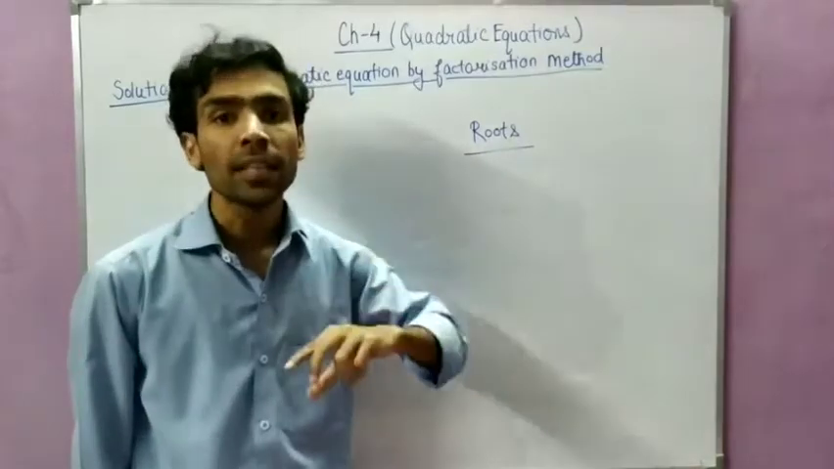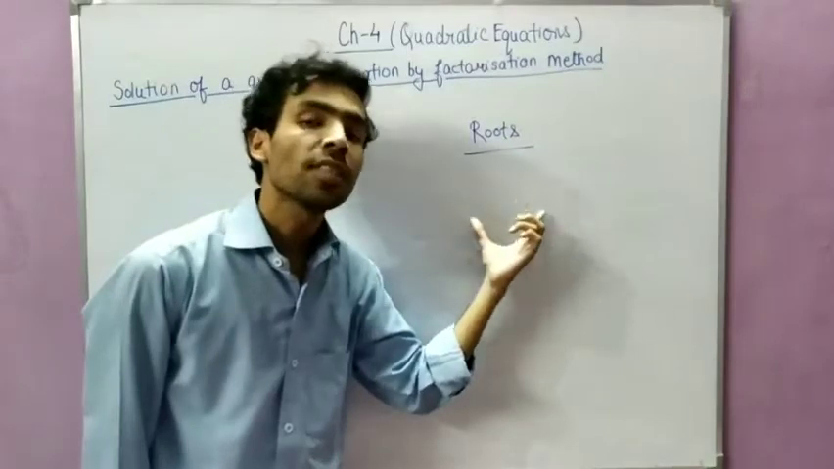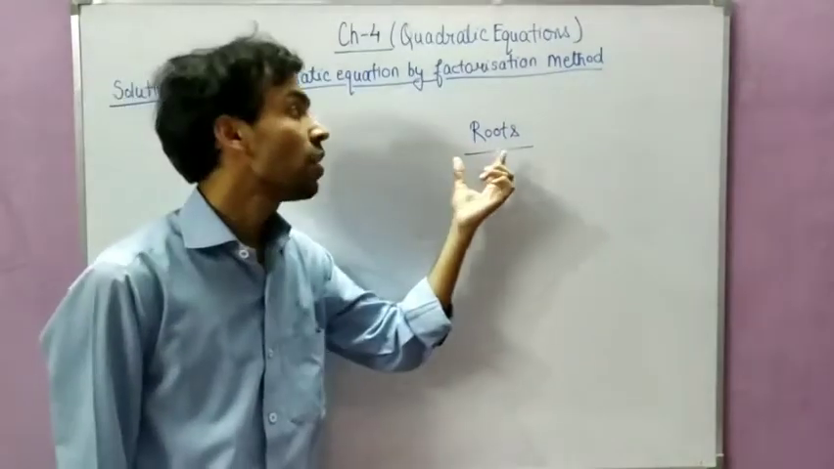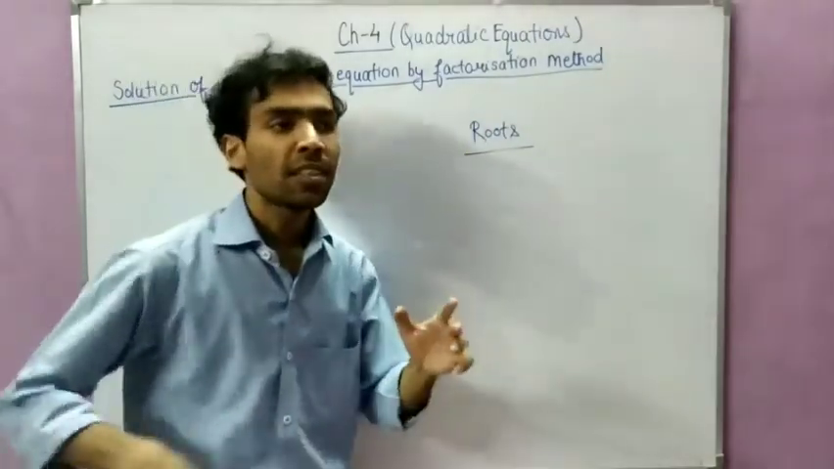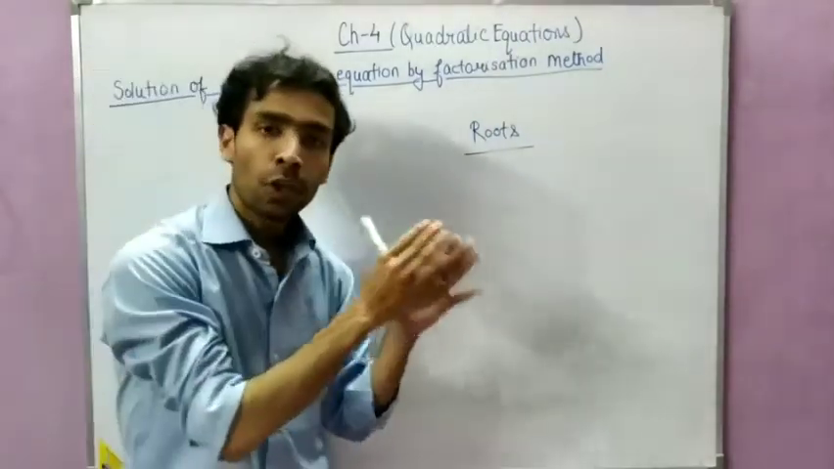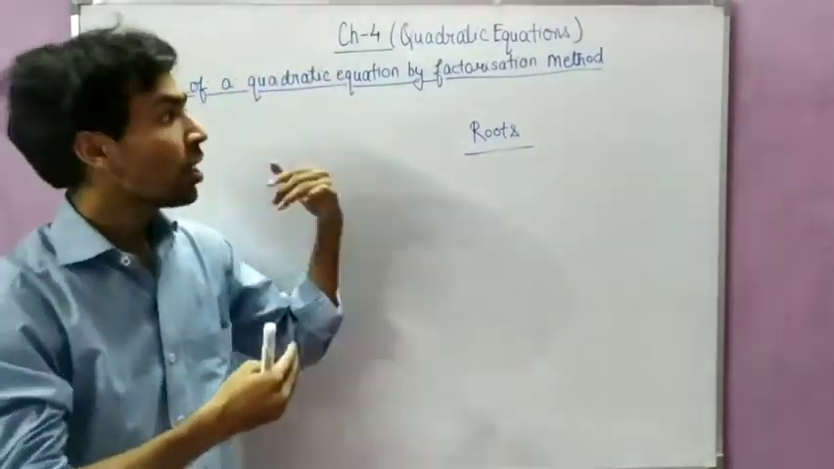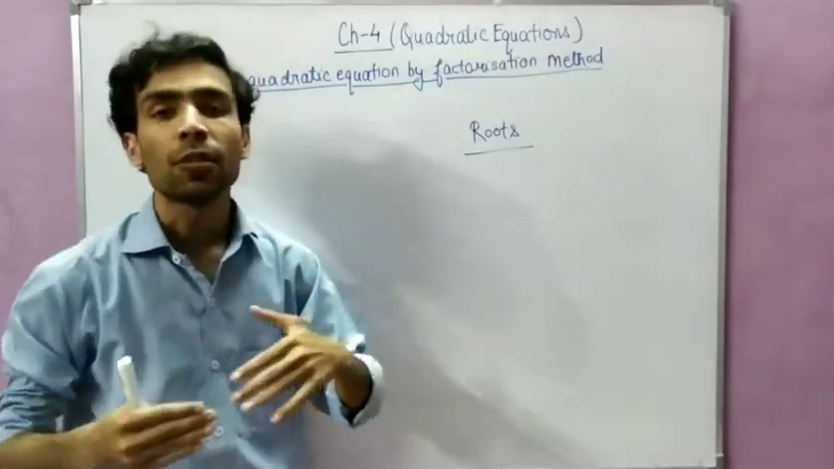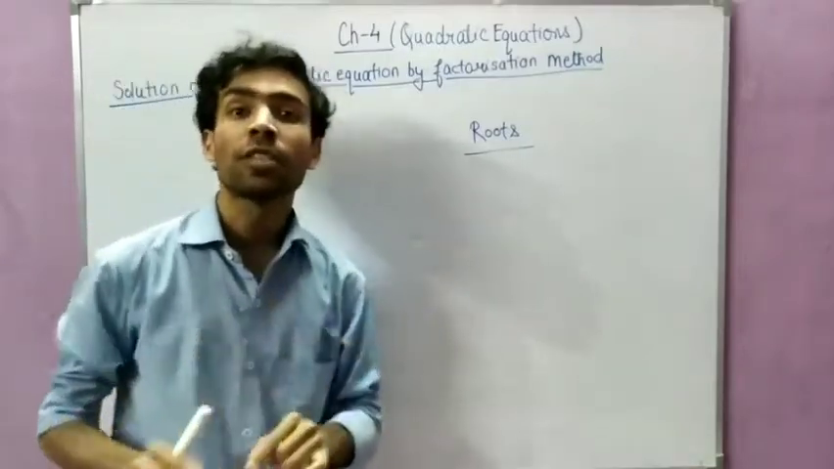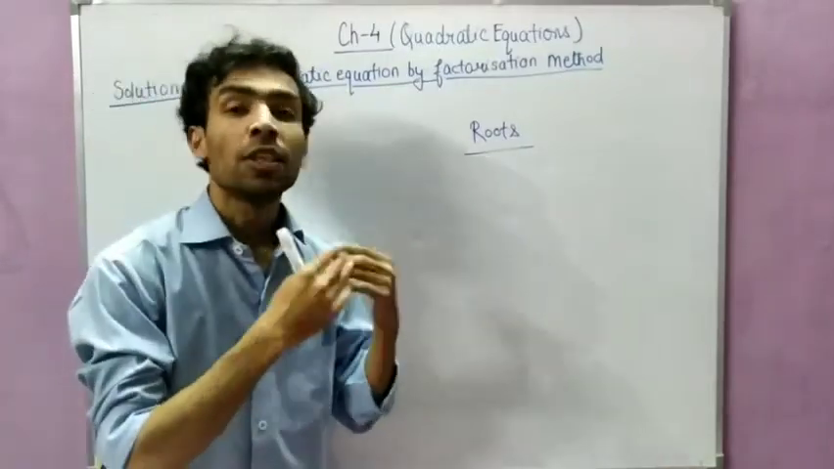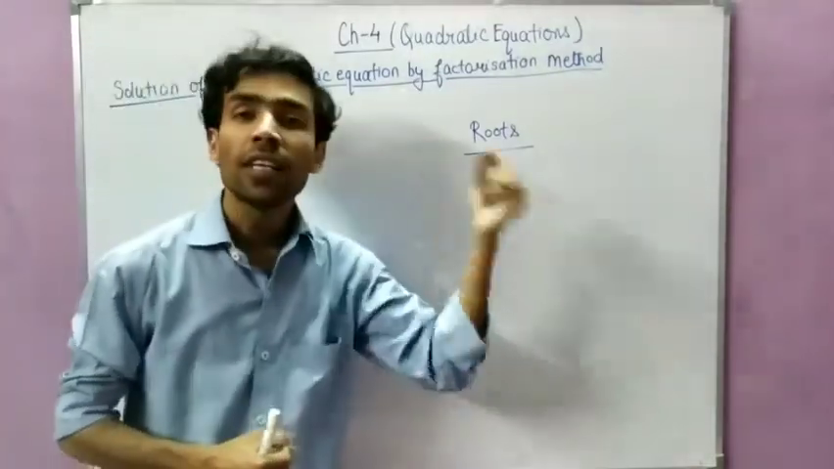Both are the same, but the difference is that in polynomial we use the word zeros, and in equation we use the word roots. Both are the same, just the name is different. In polynomial, the value of the variable is known as the zero, and in quadratic equation the value of the variable is known as roots. Remaining things are the same, the remaining method is also the same. Like we have solved zeros for any polynomial, the same way we will solve the roots of quadratic equations.